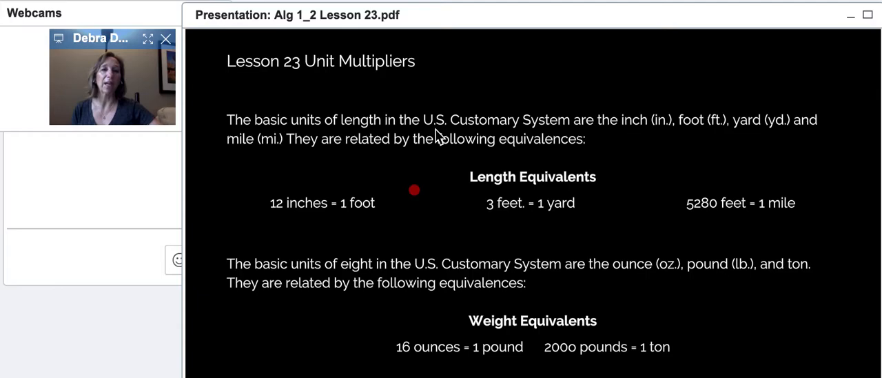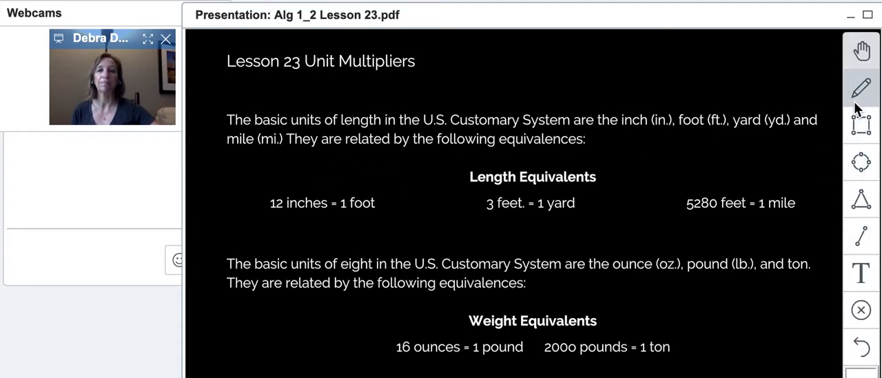The basic units of length in the U.S. customary system are the inch, the foot, the yard, and the mile. They are related by the following equivalences. You do have to memorize these: 12 inches equals 1 foot, 3 feet equal 1 yard, and 5,280 feet equal 1 mile. Now these are equivalents, so if you put 12 inches over 1 foot in a fraction, it would be equal to 1 because they are equivalent. It's similar to putting 3 over 3 or putting 2 plus 3 over 5. So these are equivalent, they're the same.